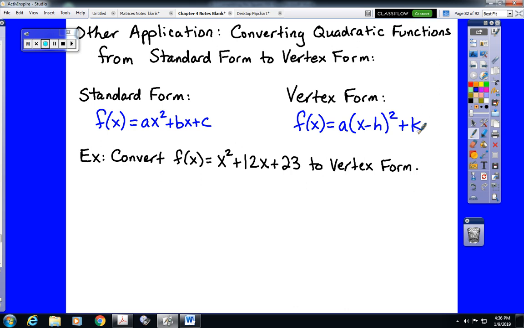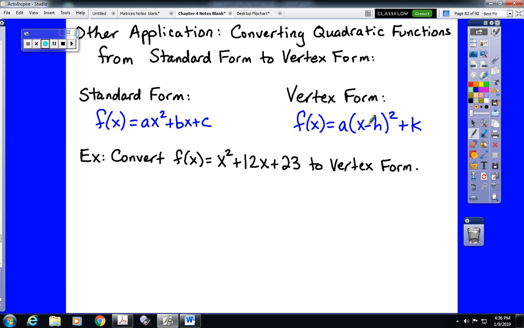Now remember that each of these formats has its advantages. Standard form is what we're used to seeing. C actually tells us the y-intercept of the function if we were attempting to graph it. And this a value is the same a in both formats. That tells us whether the function opens up or down, as well as whether it is stretched vertically or compressed vertically. We haven't really spent a lot of time on that yet, but when we get into polynomials we will.